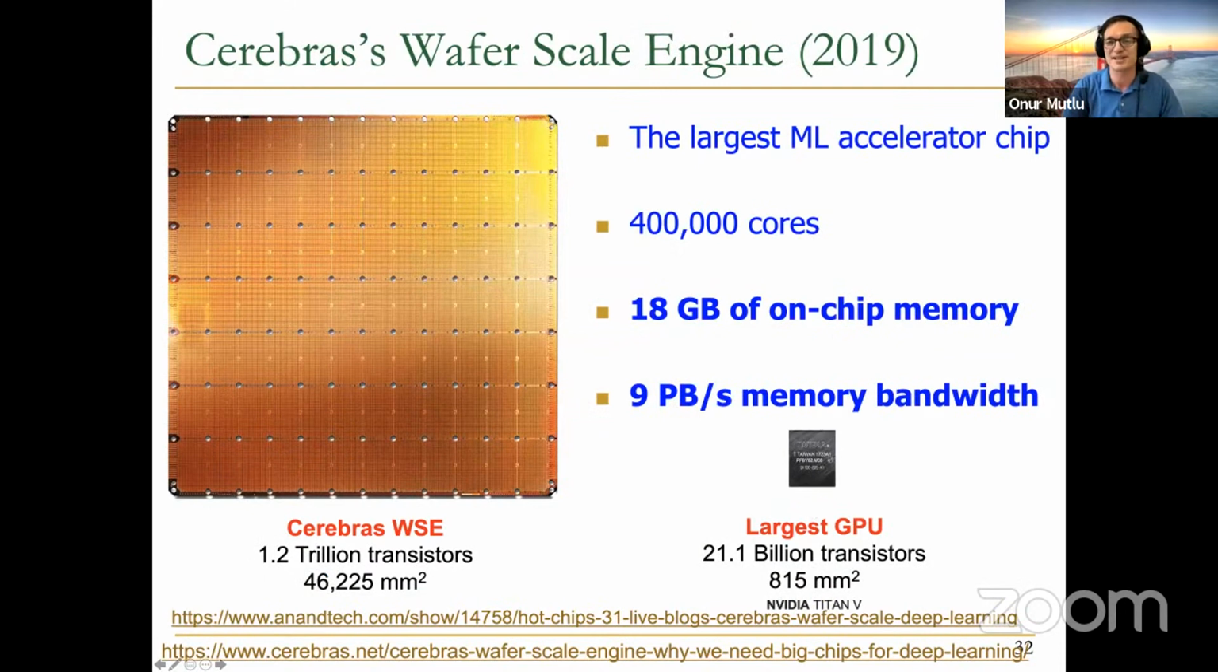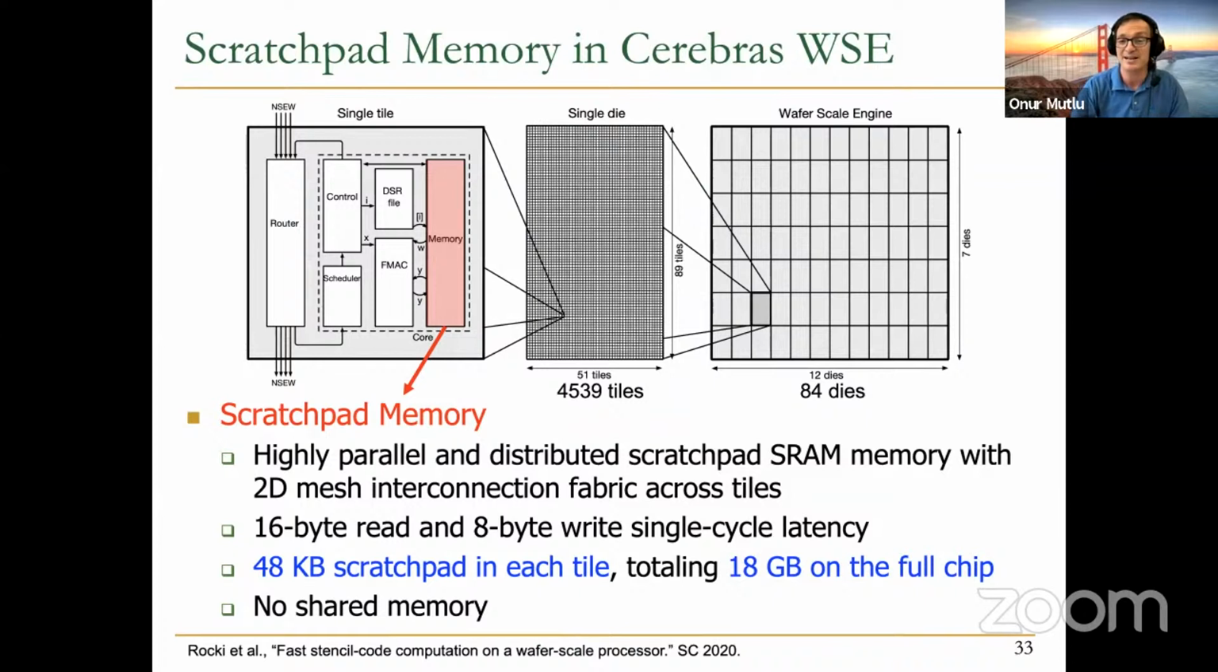Okay, this is Cerebras's Wafer Scale Engine. We mentioned this many times, right? I mentioned it in the last lecture also. It has a huge amount of on-chip SRAM memory. And it turns out that SRAM memory is used as a scratchpad memory. So basically, this is the whole Wafer Scale Engine. You can see that there are 84 dies, and a single die has 4,500 or some tiles. And each tile has a scratchpad memory and an accelerator block over here for machine learning. And that scratchpad memory is managed by the programmer or the compiler, essentially. And it's 48 kilobytes, as you can see.